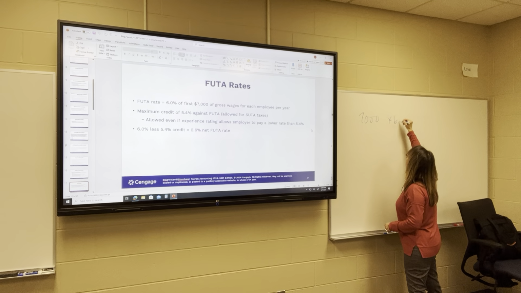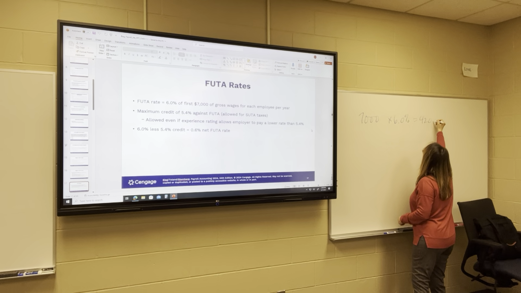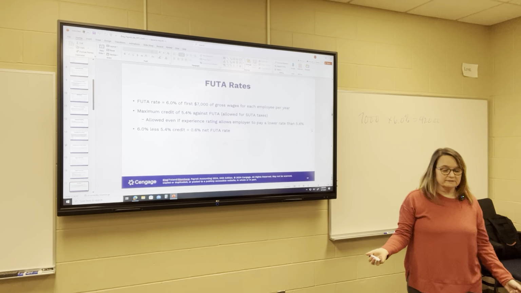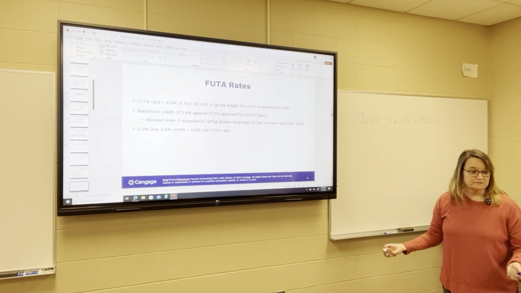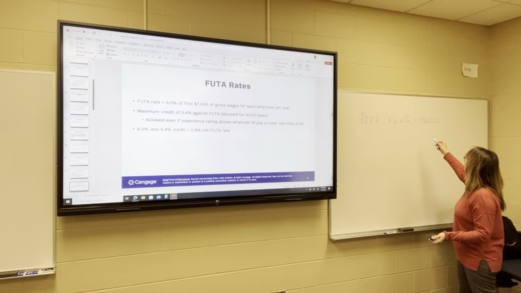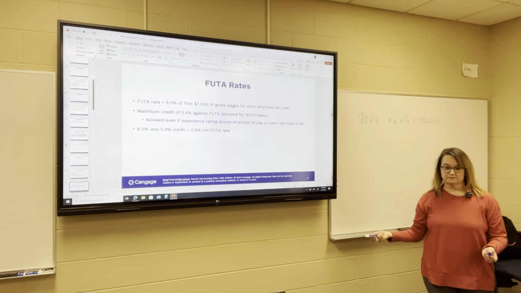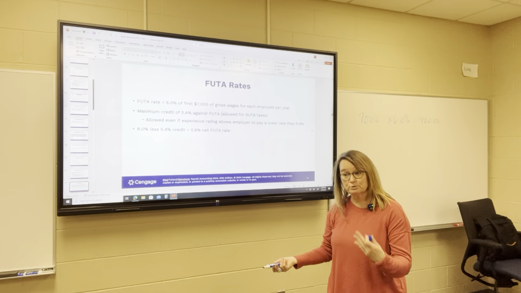Times 6. This would be $420. This is for each employee. If you've got 100 employees and they all make at least $7,000 during the year, you're looking at $42,000 of FUTA taxes for the whole year because it applies to each employee.